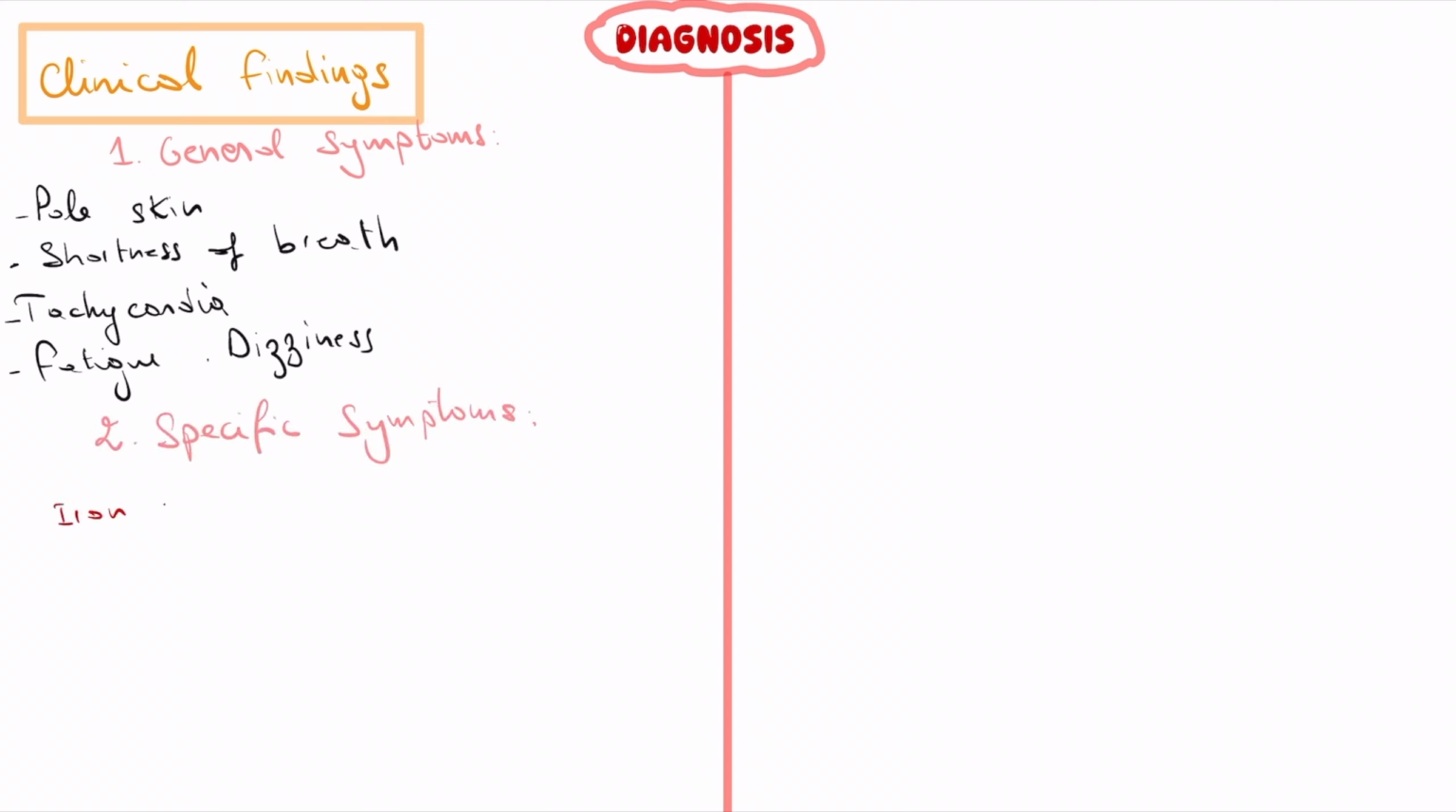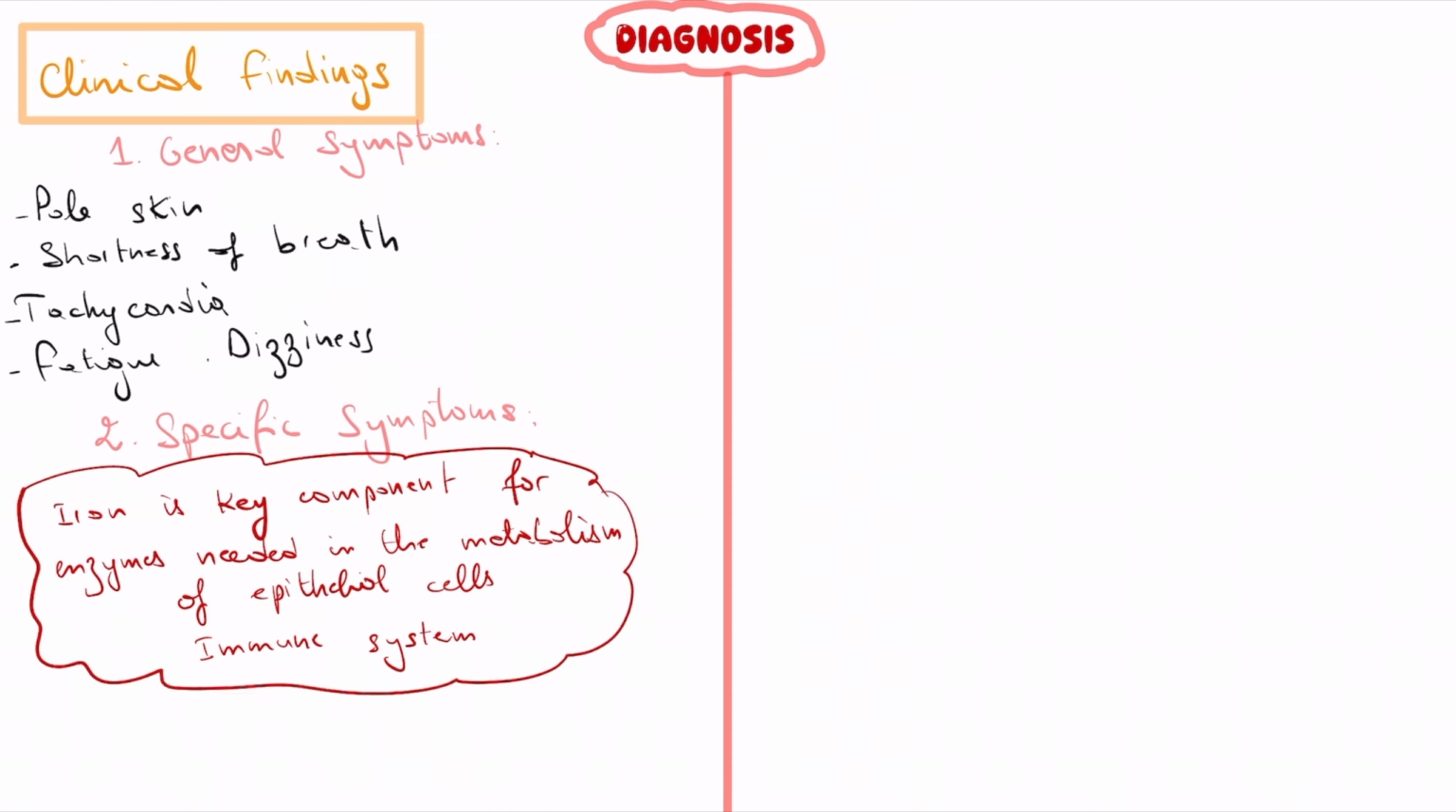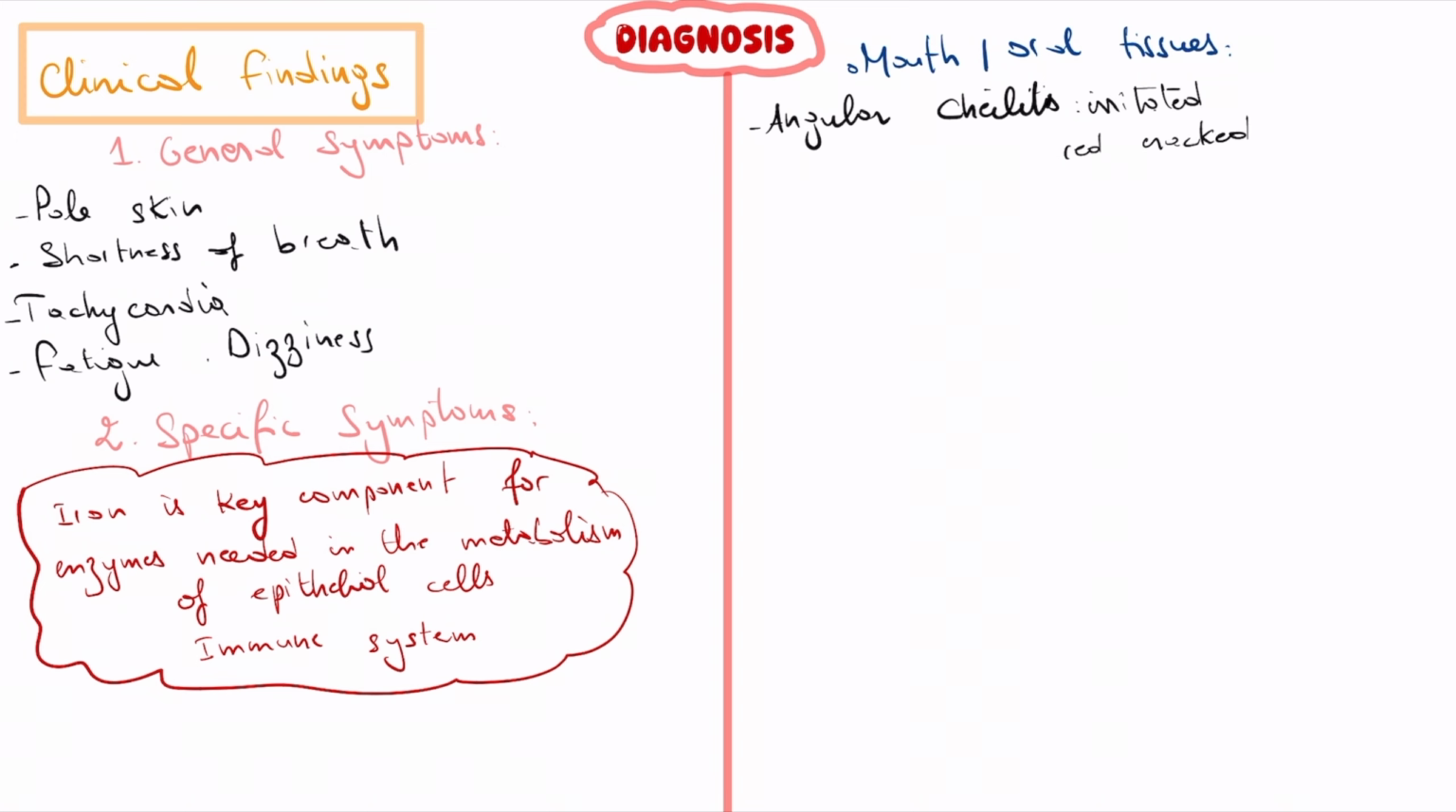we talked in the physiology of iron about its importance in enzymes and the immune system. It's especially important for epithelial cells health as it's a key component of their enzymes. So, the symptoms revolve mainly around the mouth and oral tissues. We're gonna have angular colitis. It's an irritated red cracked sores or fissures in one or both corners of the mouth, and glossitis, especially the atrophic form from the lack of oxygen.